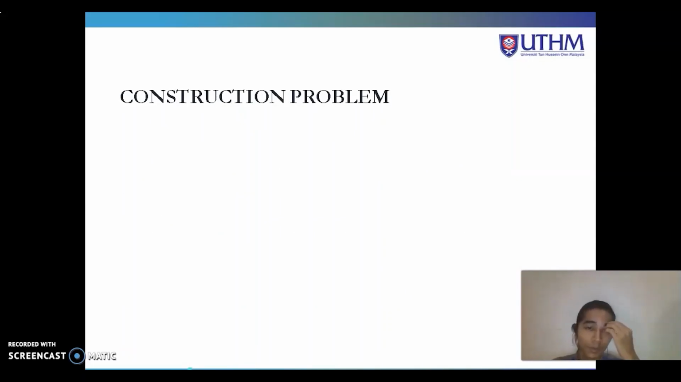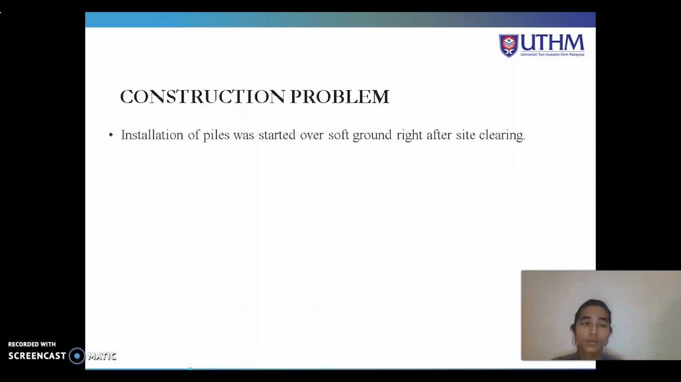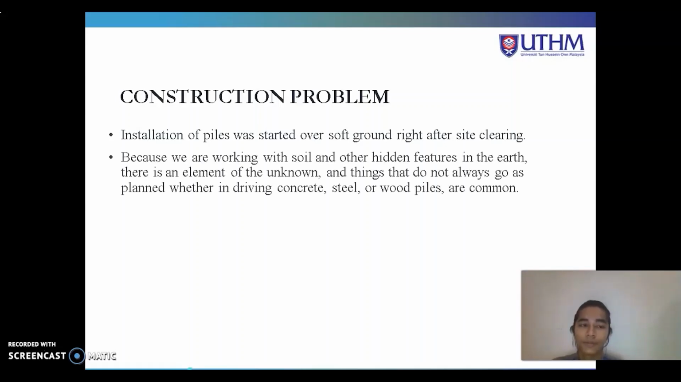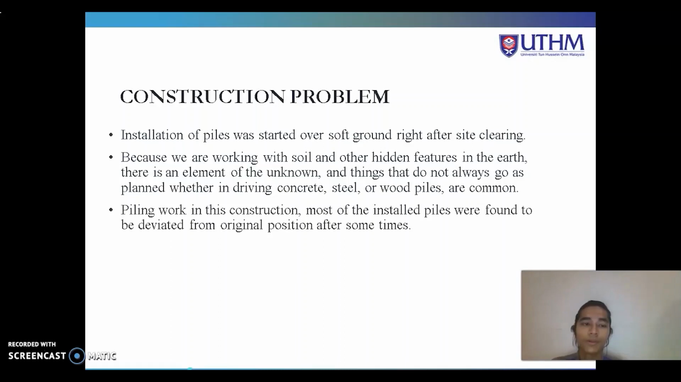So the construction problem is the installation of piles was started over ground right after site clearing. Unfortunately, because we are working with soil and other hidden features in the earth, there is an element of the unknown and things that do not always go as planned with driving concrete, steel, or wood piles. Problems are common. Most of the installed piles were found to be deviated from original position after some time.